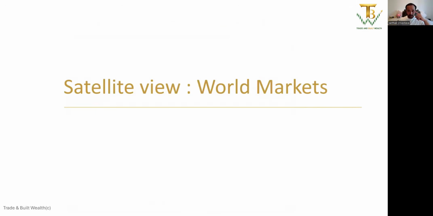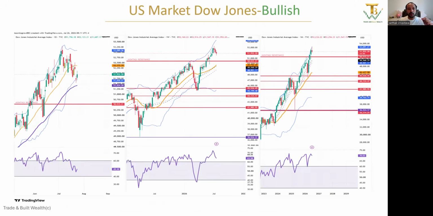All right. So first, the satellite view. Let's see the US market. For the US market as a whole, we have the monthly chart on the right side. The middle chart is the weekly chart, and the left side chart is the daily chart. So we look at three time frames. The higher the time frame, the better the results are. It's always better to look at all three time frames and not just a single time frame.